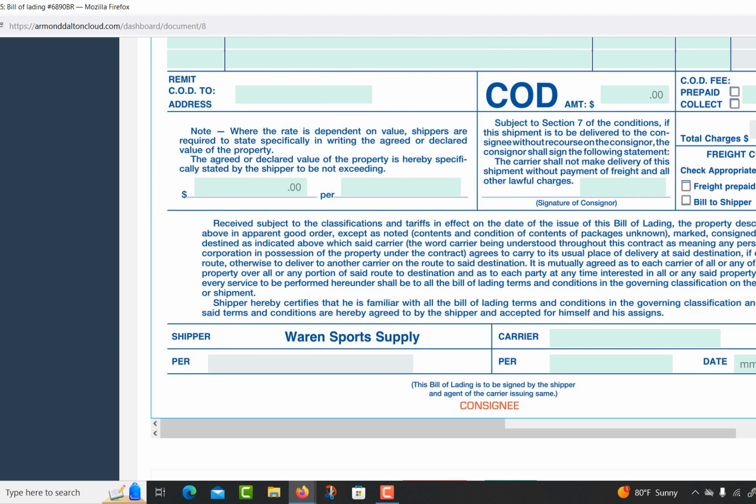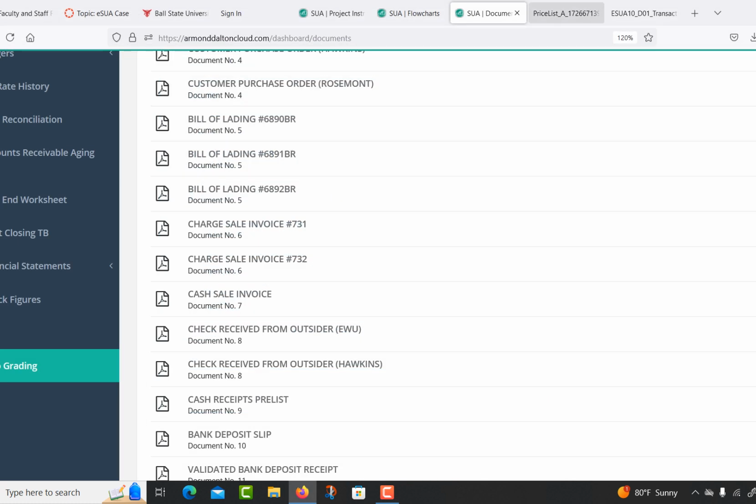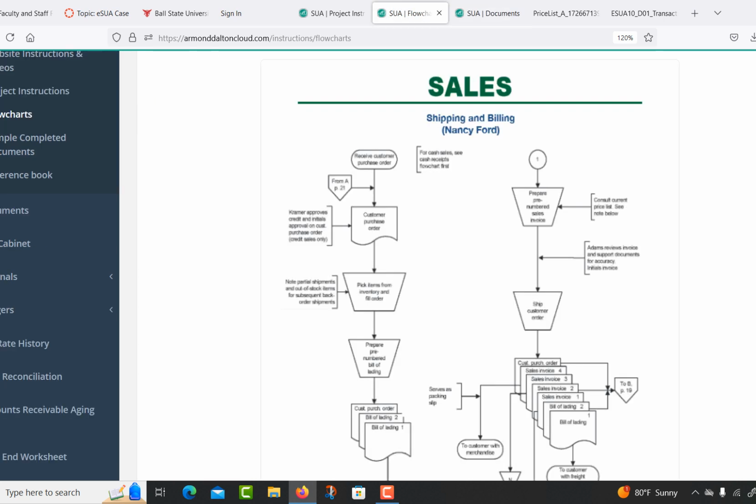So that's the bill of lading. And by the way, the bill of lading doesn't really have any impact on what you're going to put in. Well, it is going to be the same units, but we're not going to use the numbers from this to input the sales invoice.